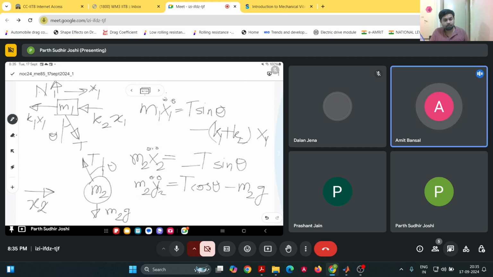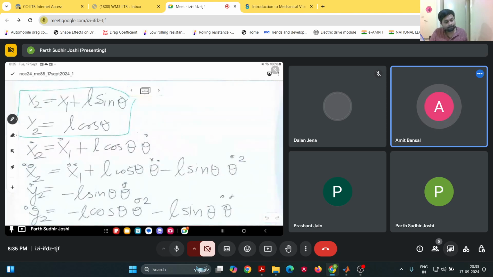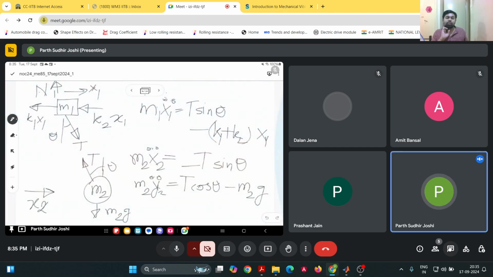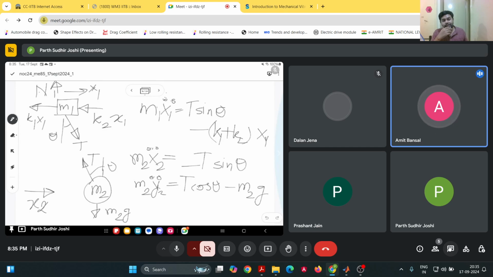Sir, in this question, why are we not considering the mass moment of inertia of the pendulum M2, sir? No, we are not considering. What do you mean by we are not considering the mass moment of inertia? M2 is actually rotating about the point of suspension. Yes.